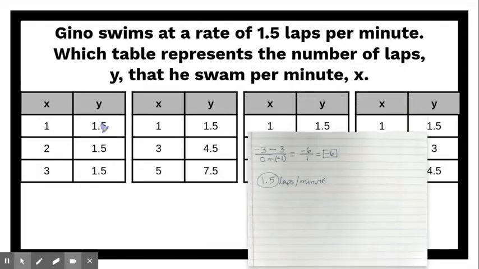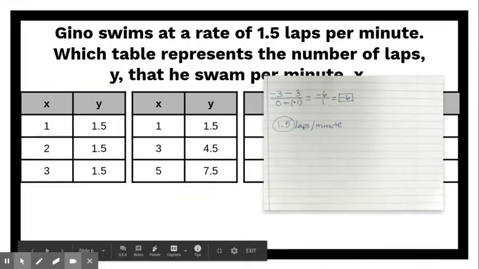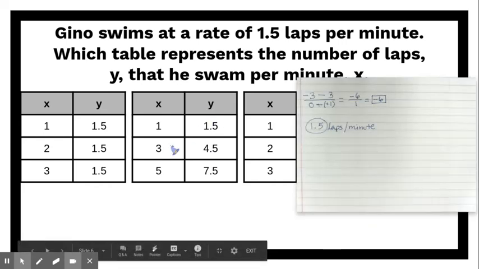This one, they shouldn't all ever be the same number. Okay, that means he's only swimming 1.5 laps the whole entire time. Okay, he's never swimming more than that. Okay, so let's look at this one, the second one.